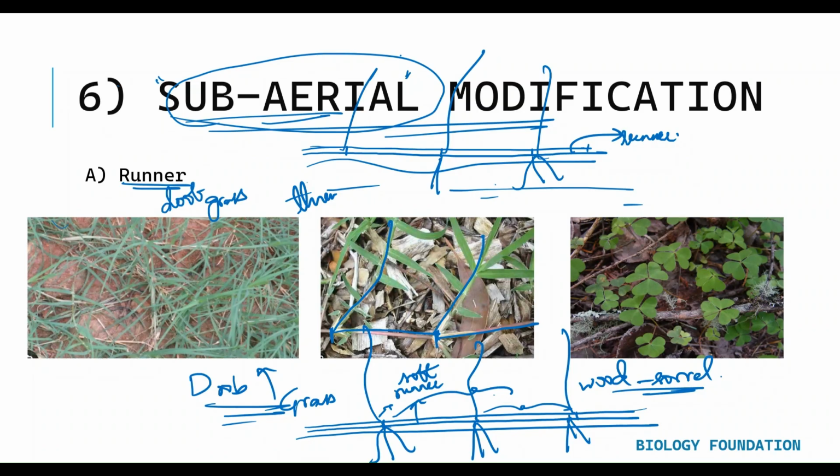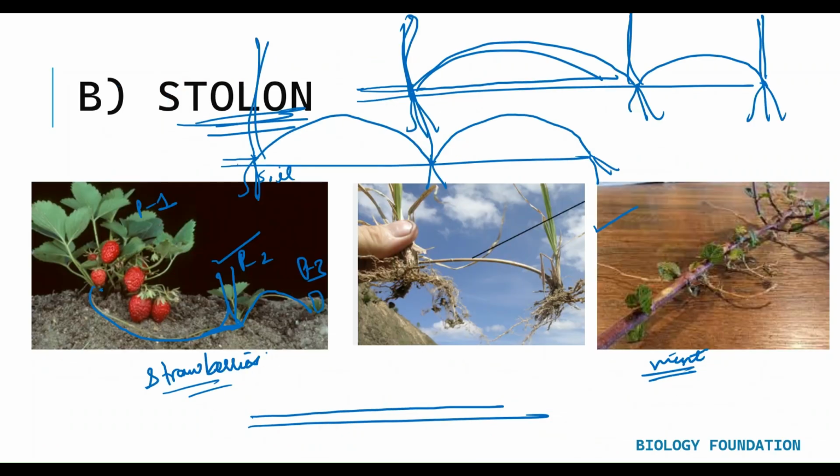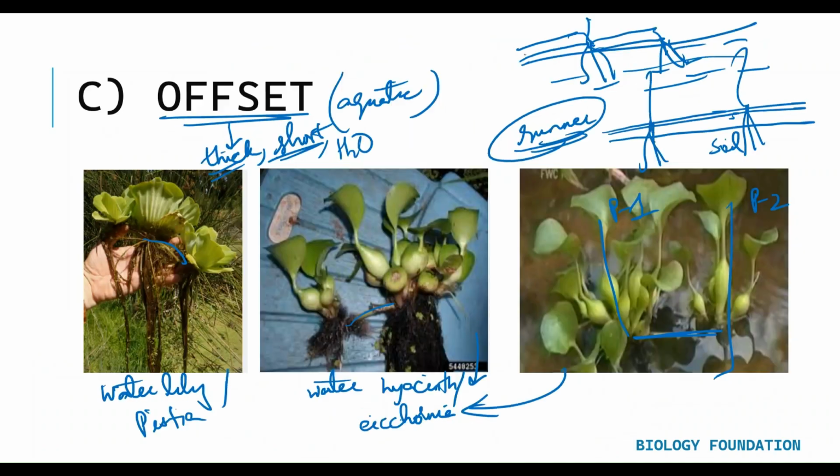Runners grow horizontally, they run over long distances, and at every node a new plant arises. Stolons grow slightly upwards from the soil, and as soon as they touch the ground, a new plant develops from that region. And offsets are stems which are thick and they run over short distances. Okay, so these are the modifications of stem.